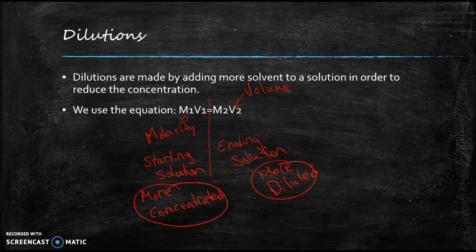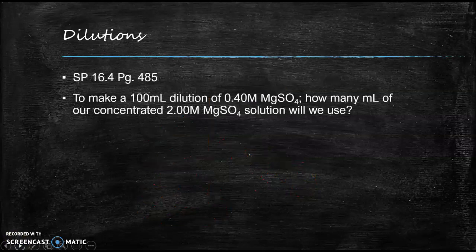Let's look at how to use this in action. Remember, our equation is M1V1 equal to M2V2. We want to make a 100 milliliter dilution of a 0.40 molar magnesium sulfate solution. We are trying to identify how many milliliters of the concentrated 2.00 molar magnesium sulfate solution we will use.